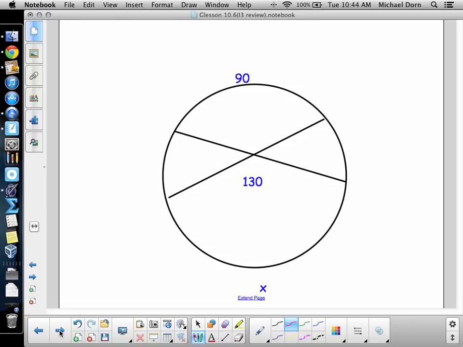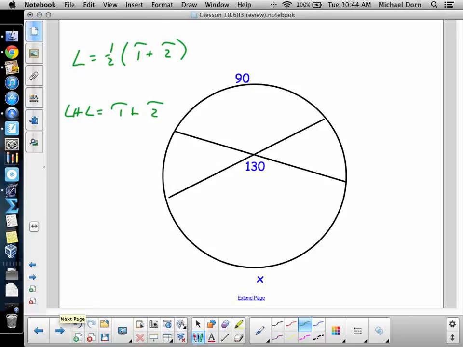This time my X is not one of those, but that's okay. I can still use the formula. Now, the other formula we can use here, we could go ahead and use the angle equals 1/2 arc 1 plus arc 2. That'll work. It's going to be a little bit extra work. We can plug that in there. Or we could just remember that angle plus angle equals arc plus arc. Okay, angle 1 and angle 2 is arc 1 plus arc 2.